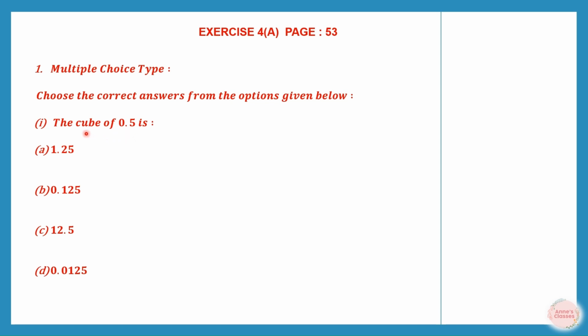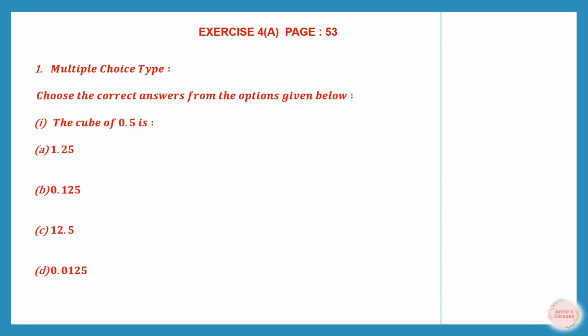Now we have studied squares, isn't it? Now we're going to study cubes. Now what is the cube of any number? When you multiply that number 3 times by itself, it is called the cube. So here now the cube of 0.5.